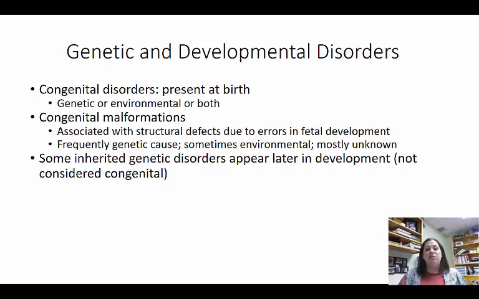Congenital malformations are associated with structural defects. This is due to errors in fetal development. Frequently there could be a genetic cause to these, but sometimes it is environmental, and sometimes it's unknown what actually caused that problem. Some inherited genetic disorders appear later in development, so they're not considered congenital. So you don't see them at birth, but because they are going to be present later, they still are considered genetic because they were in the genes, you just didn't notice them.